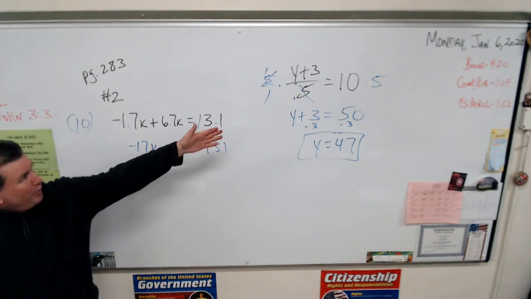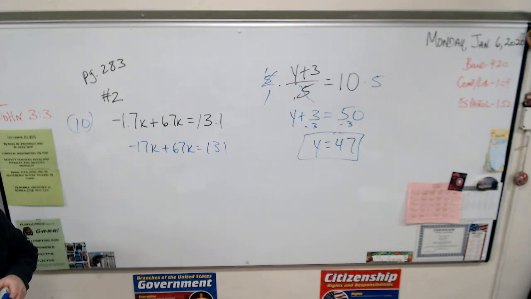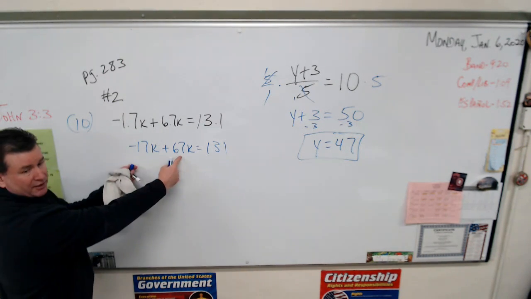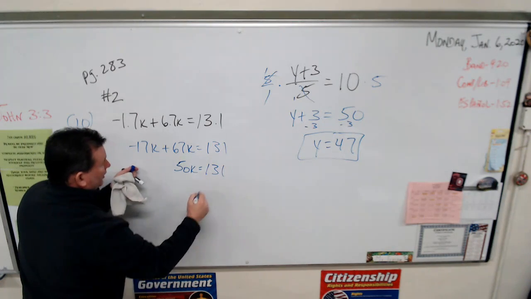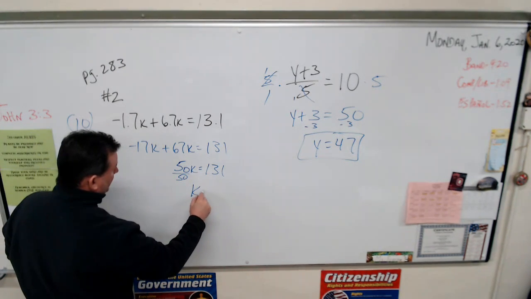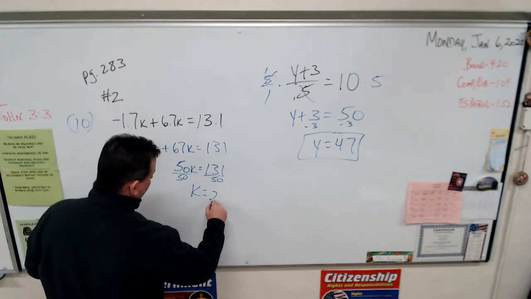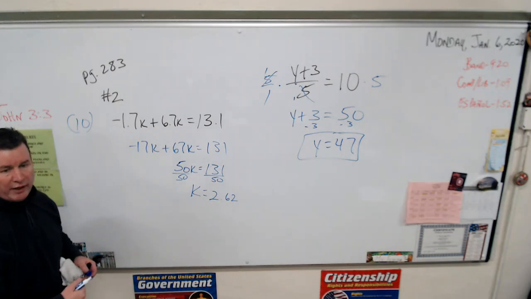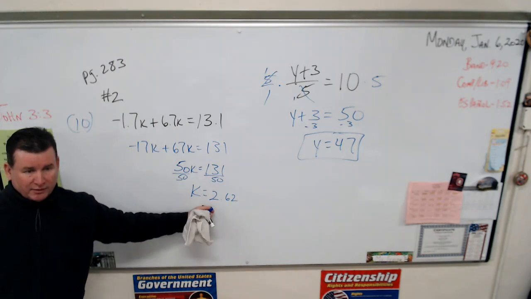Now, we're back to what we warmed up with today. We're going to combine like terms. What's positive 67 and negative 17? Combining these two terms, they're both K terms. How many K's do I have now? David? 50. Everybody see that? 67 and negative 17, 50K equals 131. How do I get rid of the 50? If I divide this by 50, now I'm going to know what K equals. 131 divided by 50. I get 2.62 or 2 31/50. Since the problem was given to us in decimals, we're supposed to give the answer in decimal.